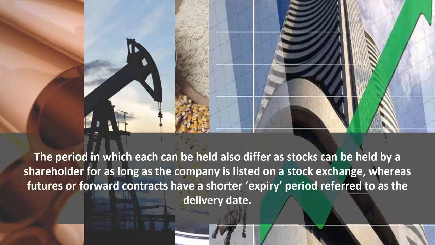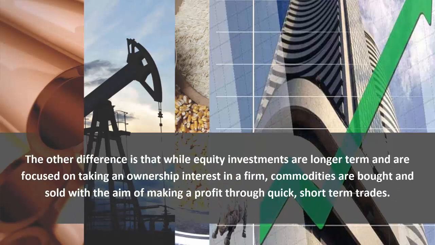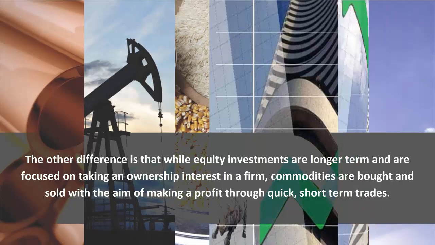The period in which each can be held also differs, as stocks can be held by a shareholder for as long as the company is listed on a stock exchange, whereas futures or forward contracts have a shorter expiry period referred to as the delivery date. The other difference is that while equity investments are longer term and are focused on taking an ownership interest in a firm, commodities are bought and sold with the aim of making a profit through quick short-term trades.